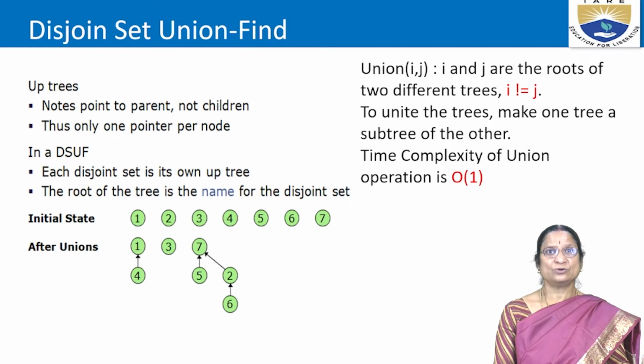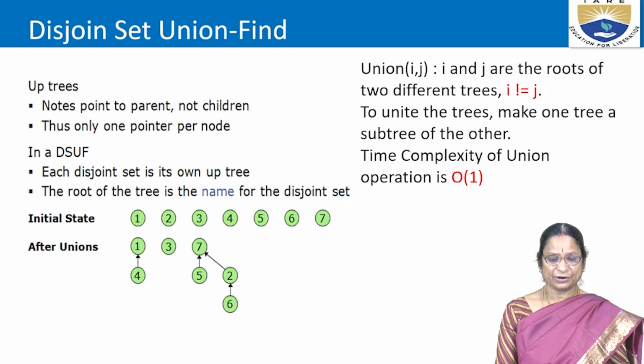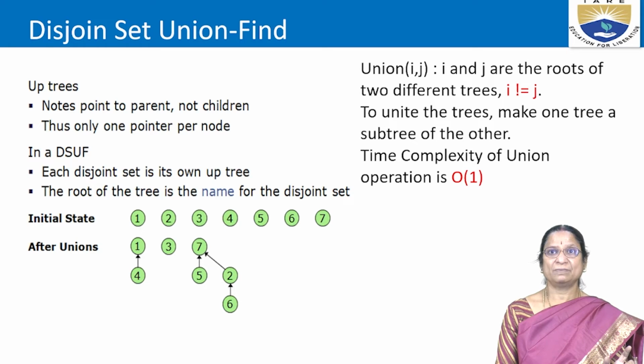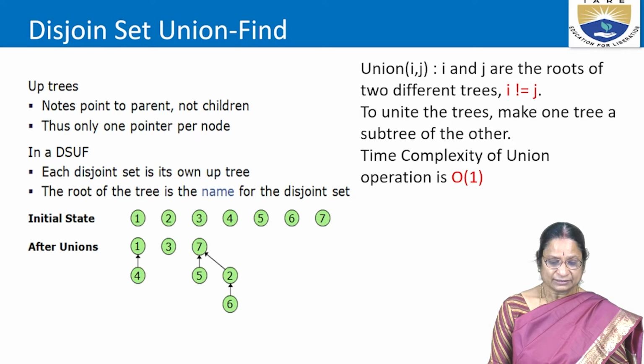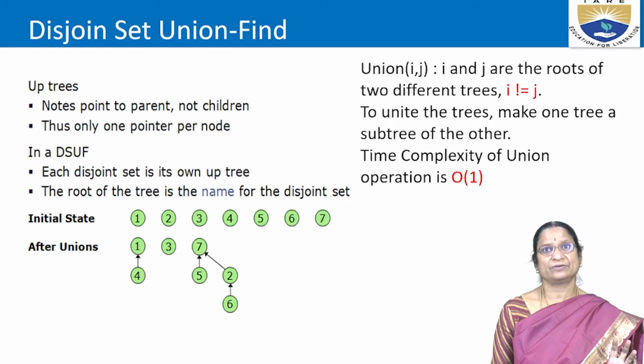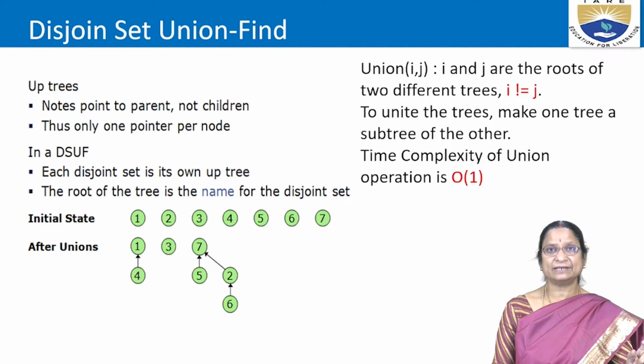These are also known as up trees, because we are directing in the upward direction. Up trees point to the parent, not the children. Only one pointer per node will be there, not multiple. One pointer per node, that means from a node only to its parent. In disjoint set union-find, each disjoint set is its own up tree. Each set is one separate tree, and the root of the tree is the name of the disjoint set, that is, the representative of the disjoint set.